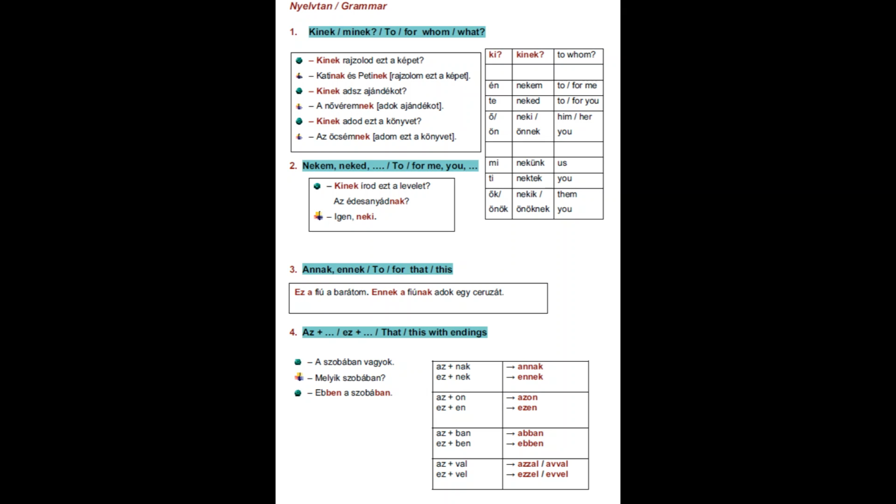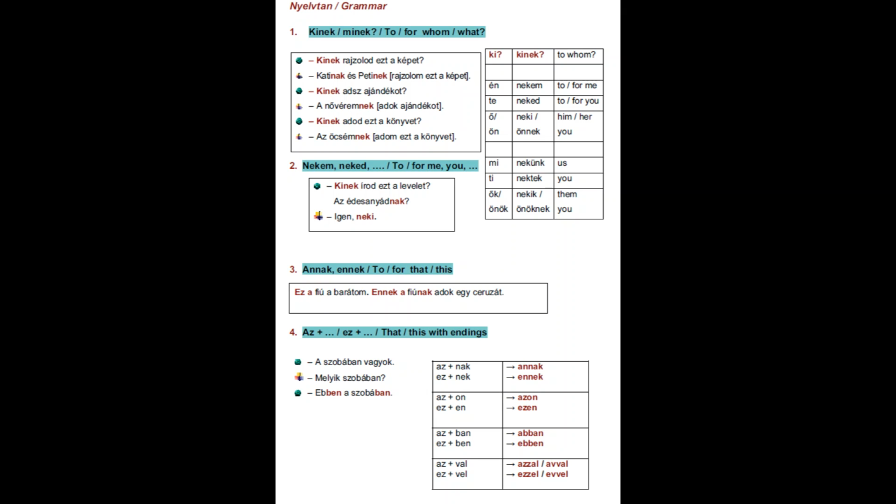Ennek a fiúnak adok egy ceruzát. Ennek, for this, ennek, a fiúnak, for this boy, adok, I give, egy ceruzát, a pencil. So, I give a pencil to or for this boy. But the sentence in English, how we would say it is, I give a pencil to the boy, to this boy. Ennek, to this boy. Ennek a fiúnak. All right, so let's read both of the sentences slowly and read it with me.